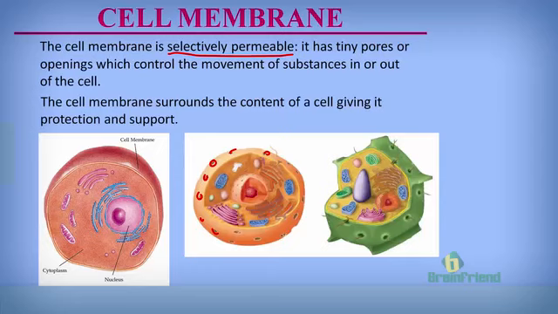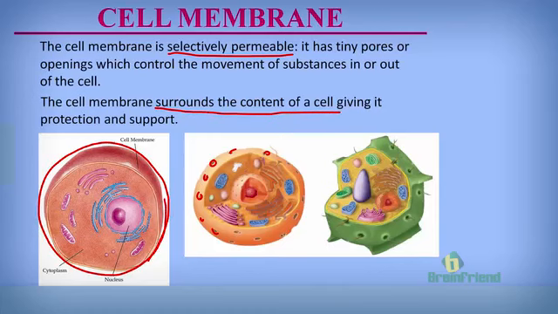These tiny holes or pores have structures like doors that keep them shut when they need to be shut. So with the cell membrane, substances do not just go into the cell. The cell membrane surrounds the contents of every cell. Just as you can see, it is like the wall of your house. It surrounds the entire content of the cell, protecting the cell and also giving support to the cell.